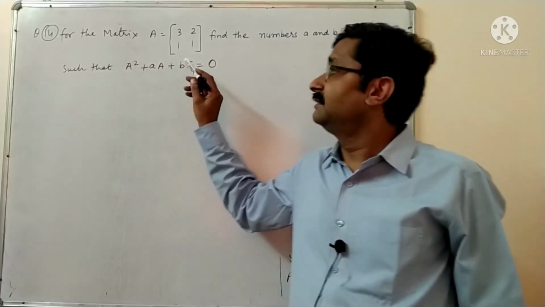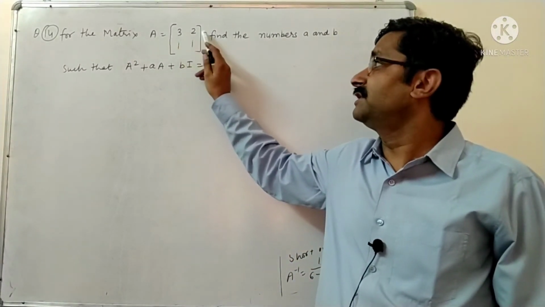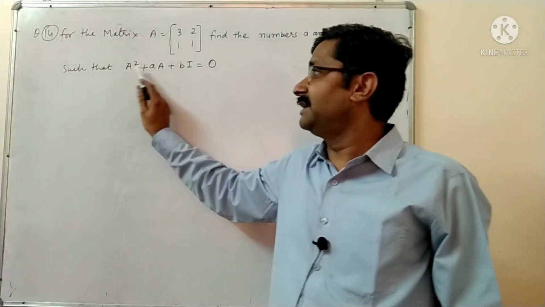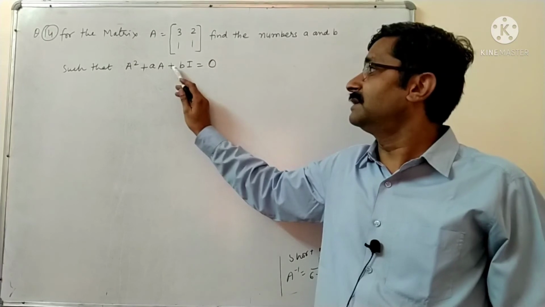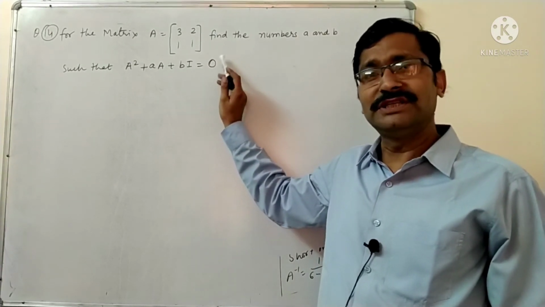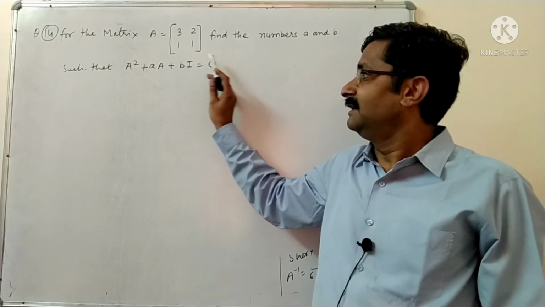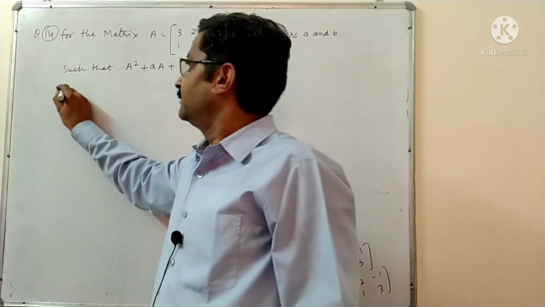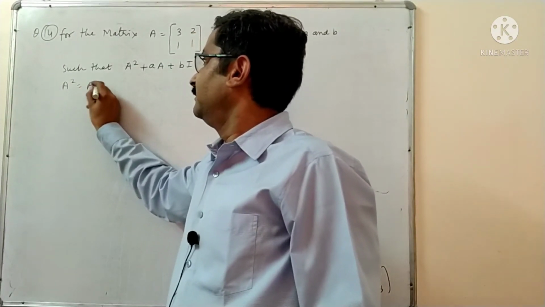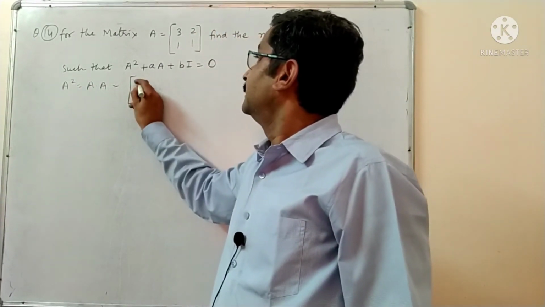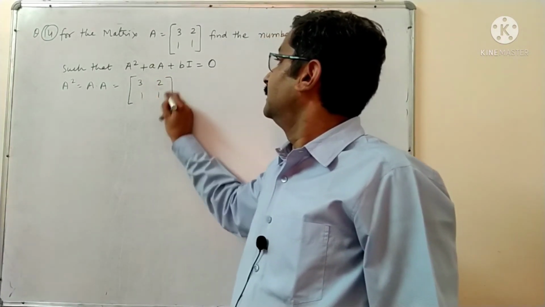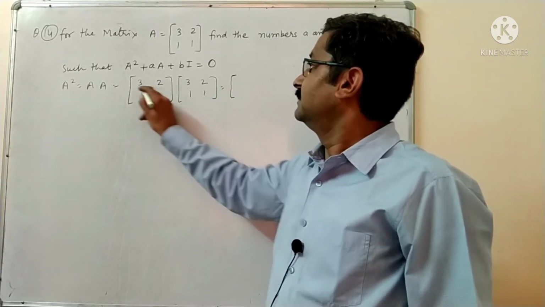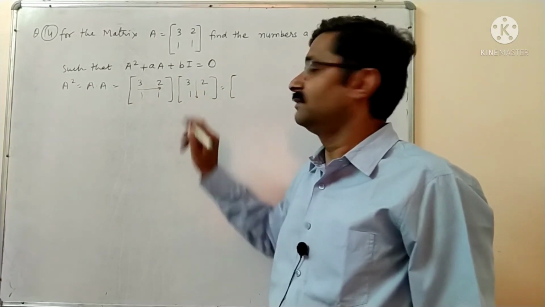For matrix A, the matrix is given, first row is 3 2 and second row is 1 1. Find the numbers a and b such that A square plus aA plus bI equal to O. This is the O, zero matrix, and here a and b we have to find. First of all you find A square. So A square means A into A. Okay, so A is here 3 2 1 1, and A again is 3 2 1 1. You multiply this. This side you take a row and this side you take a column.